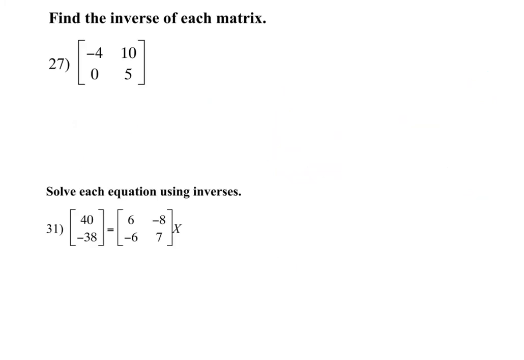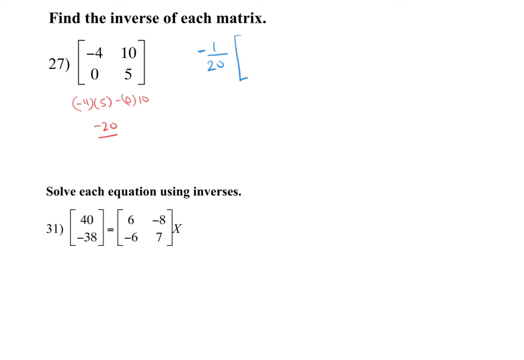Now remember, the rules for finding an inverse is to find the determinant, put 1 over the determinant, and then multiply it by your really crazy switched and negated diagonals, okay? So first thing I'm going to do here then is to find this determinant. My determinant is going to be negative 4 times 5 minus 0 times 10. So I get negative 20 as my determinant, right?